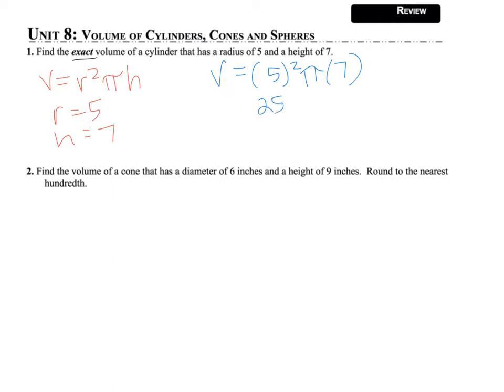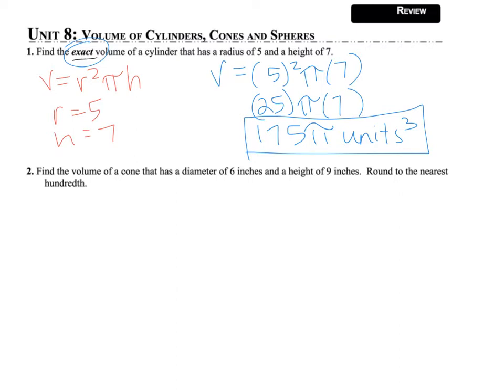5 squared is 25. We still have pi, and now we have 7. So we're going to need to multiply 25 times 7, and we get 175. Because it says exact, that means you leave pi in the answer, and it is units cubed.